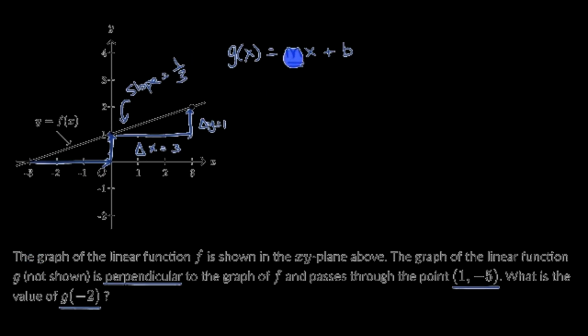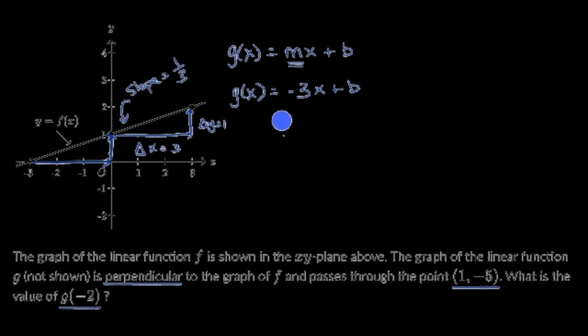So what's m going to be for g? It's going to be the negative reciprocal of that. So g(x) is going to be the negative reciprocal of 1/3, which is negative 3/1, or just negative 3x plus b. Now we need to figure out b. Luckily they give us a point over here, (1, -5).